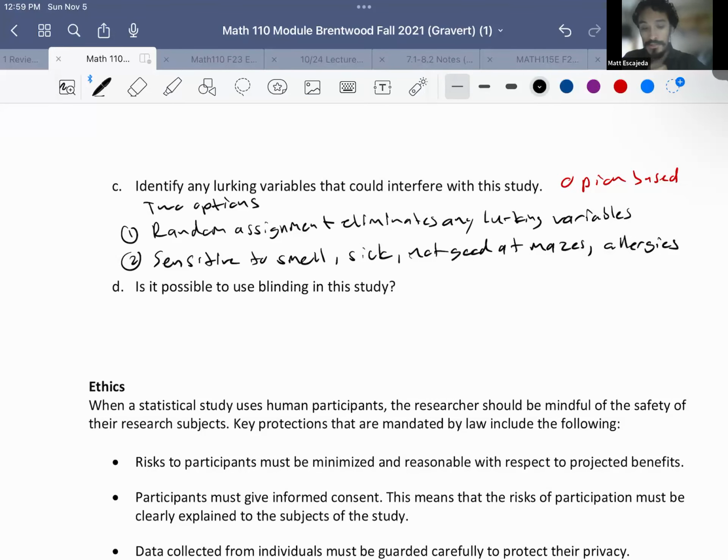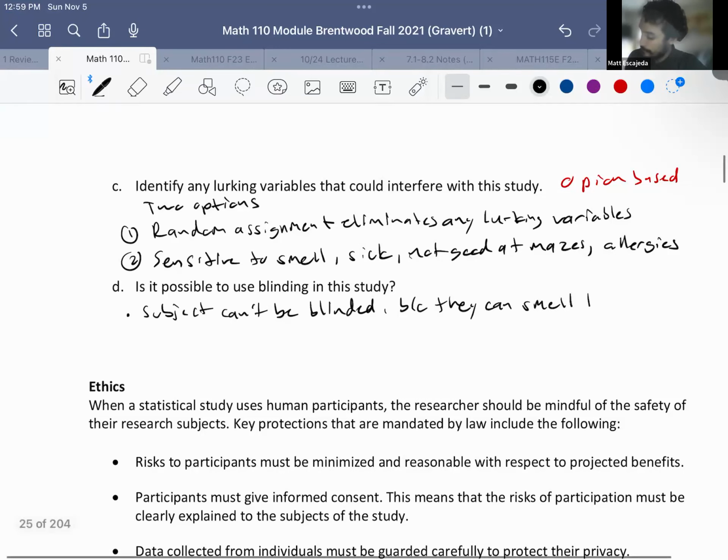So part D: is it possible to use blinding in the study? So your subject can be blinded. I'm sorry, they can't be blinded, because they could smell the scent of the mask.